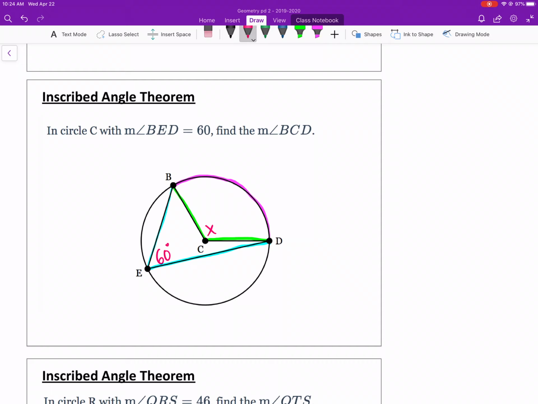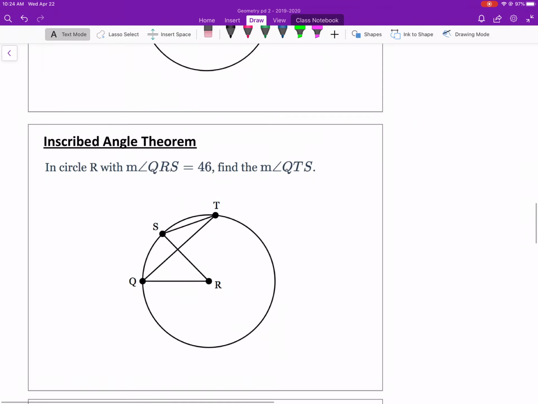Alright, so 60 degrees, that's an inscribed angle. To find that arc, you double it, just like we did in the last one, to get 120. And then the central angle now is equal to exactly that, no cutting in half or doubling or nothing like that. It's equal to exactly 120 degrees. So the central angle is equal to the intercepted arc. The inscribed angle is equal to half of the intercepted arc.